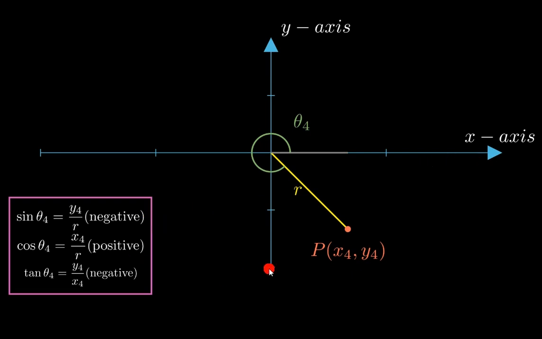Sine theta is negative because y is negative. In the fourth quadrant, y is negative, and sine theta is y over r. Cosine of theta is positive because x is positive there, and r is positive, so cosine is positive. Tangent is negative because it is a negative divided by a positive, so that value is going to be negative. Tangent theta is negative in the fourth quadrant.